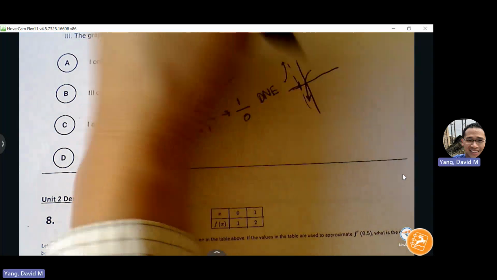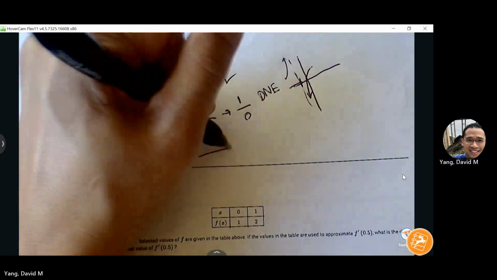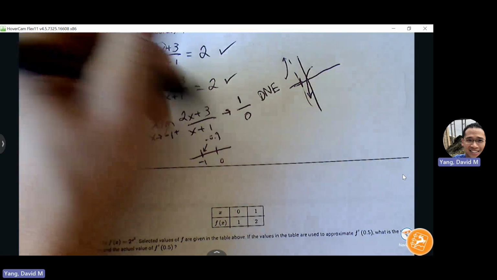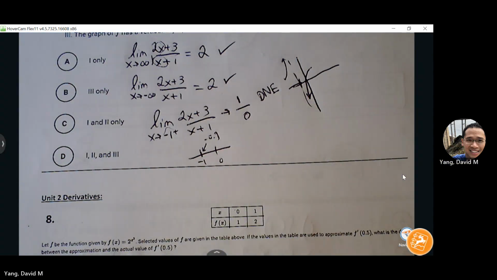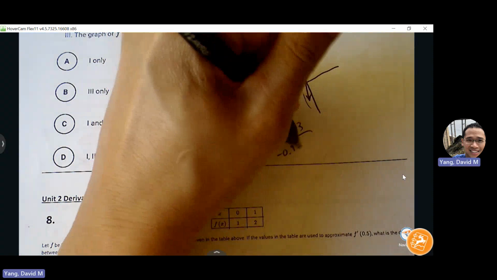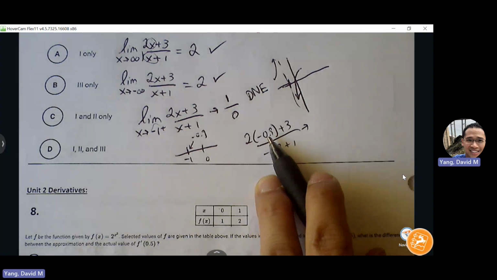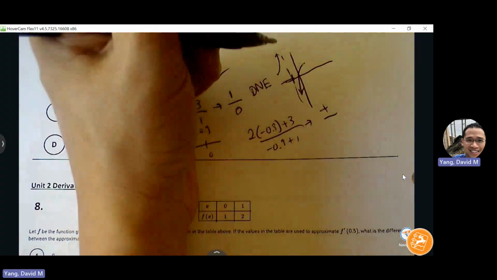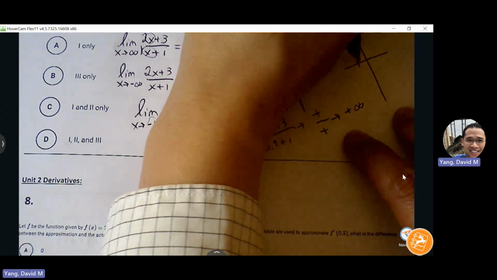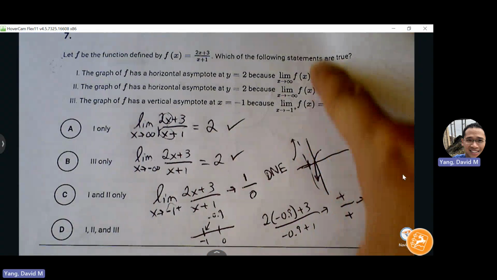But we're doing this without a calculator, so the way we do this is we use decimals. We pick a value to the right of -1. So here's 0, here's -1. We choose a value to the right of -1, so we choose -0.9. So 2 times -0.9 plus 3 over -0.9 plus 1. Now, -0.9 is close enough to -1, so 2 times -1 is -2. -2 plus 3 is going to be positive. -0.9 plus 1 is also positive. Positive over positive is positive, so you know that if you were to graph it out, it would be going up. And that matches the answer choice C as well, so all three are true.